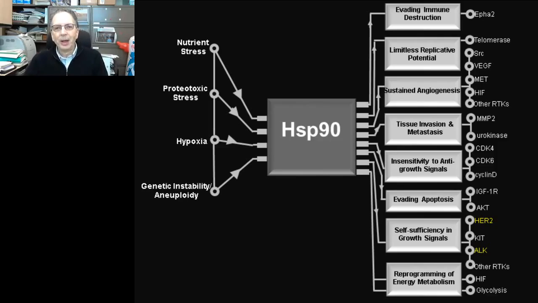As diagrammed here, HSP90 is part of a circuit that reads nutrient stress, stress from the proteome due to misfolding, hypoxic stress, and the genetic instability and aneuploidy for which cancer cells are well known, and turns on and regulates numerous pathways in the cell that help the cell, in this case the cancer cell, cope with these different kinds of stresses. On the far right of the slide are a listing of a few of the client proteins that depend on HSP90 for their function and stability. These proteins help to modulate the pathways that cancer cells use to protect themselves from environmental and chemical stress.